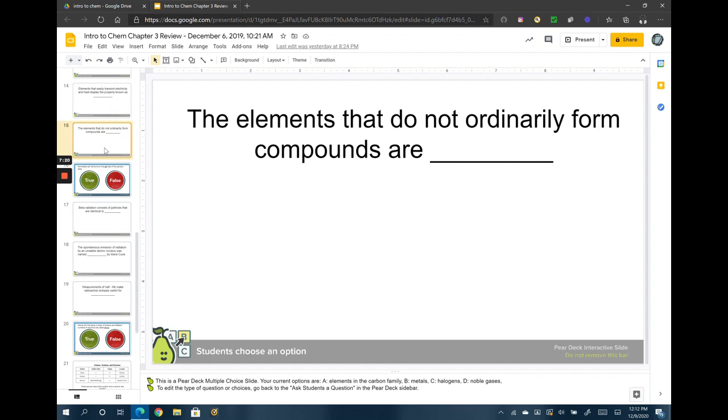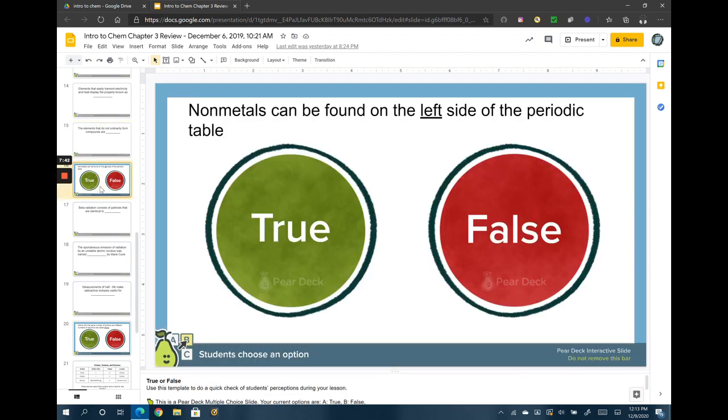The elements that do not ordinarily form compounds are elements in the carbon family, metals, halogens, noble gases. The correct answer is D, noble gases. They do not generally form compounds.